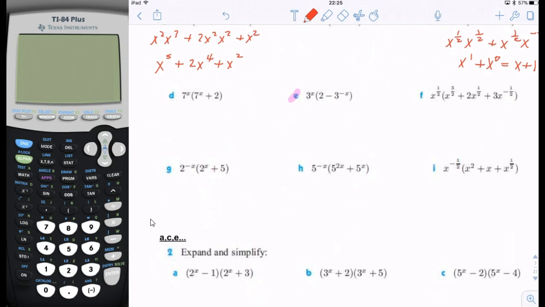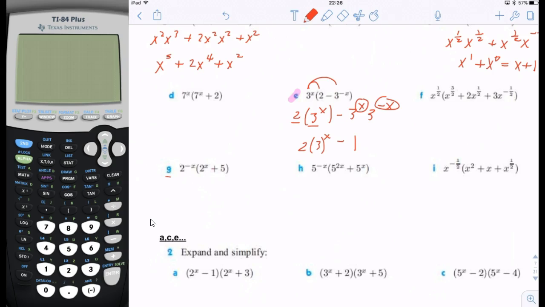E. Here I have 3 to the x times 2 and 3 to the x times 3 to the minus x. 2 times 3 to the x minus 3 to the x times 3 to the negative x. Here I have the same base, so I can add these exponents together. So I get 3 to the 0. Here, I do not have the same base, so I cannot combine these. So basically, I have 2 to the 3 to the x minus 1. Okay, and that's all I can do. I can't really do anything other than that.